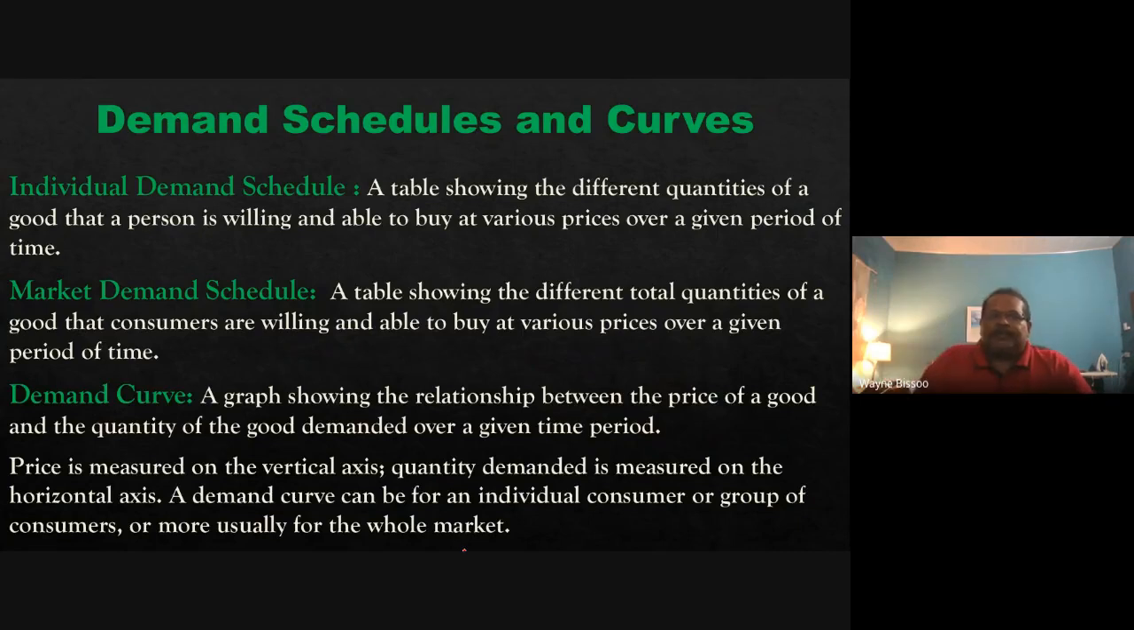Okay. So that then brings us to the concept of schedules. A schedule is simply a listing of the individual's demand, the quantities that they would demand at different price levels. When we combine all the individuals that make up the market, we then create a market demand schedule. So we move from the individual to the market by combining all the individuals in the market. And then from the demand schedule, we can derive a demand curve by graphing that schedule.